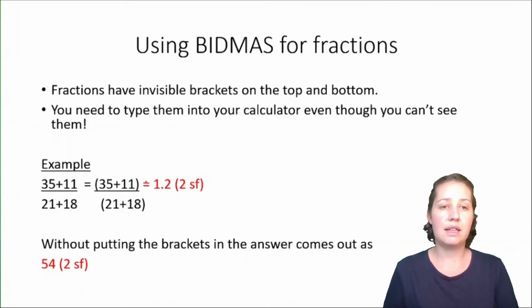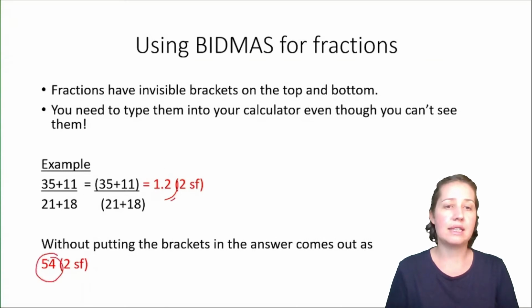When you type it in like this, you get an answer of 1.2 to two significant figures because all of our data is given to two significant figures. However, if you don't put the brackets in and you simply type it in as it's written, your answer will come out as 54 to two significant figures, which is dramatically different. This one is correct. This one is incorrect.